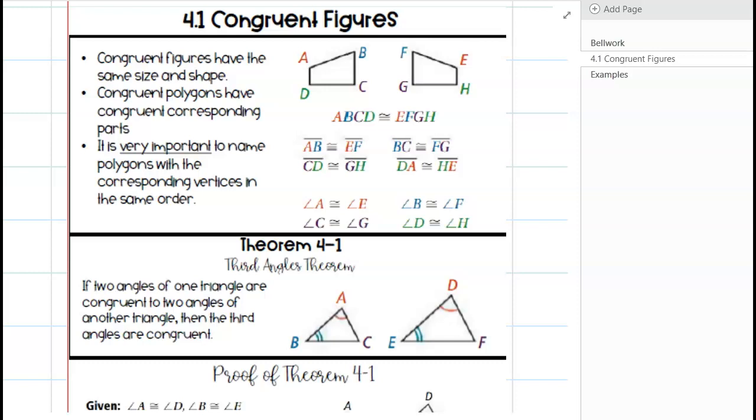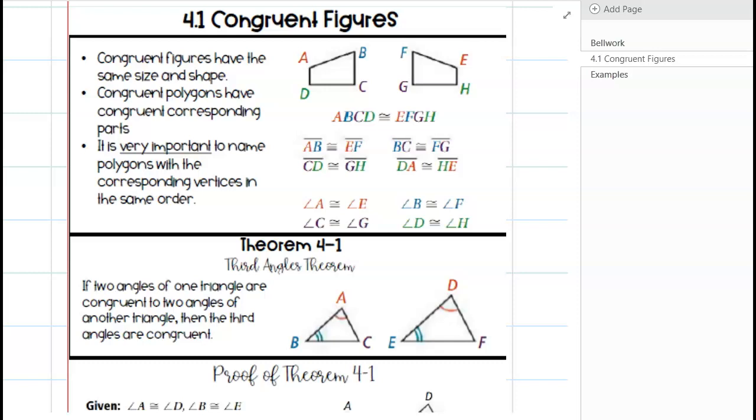Congruent angles have the same measure. If you took a protractor, they measure the same. Congruent segments have the same length. When I talk about congruent figures, they are going to have the same shape and the same size. They don't necessarily have to be oriented the same.